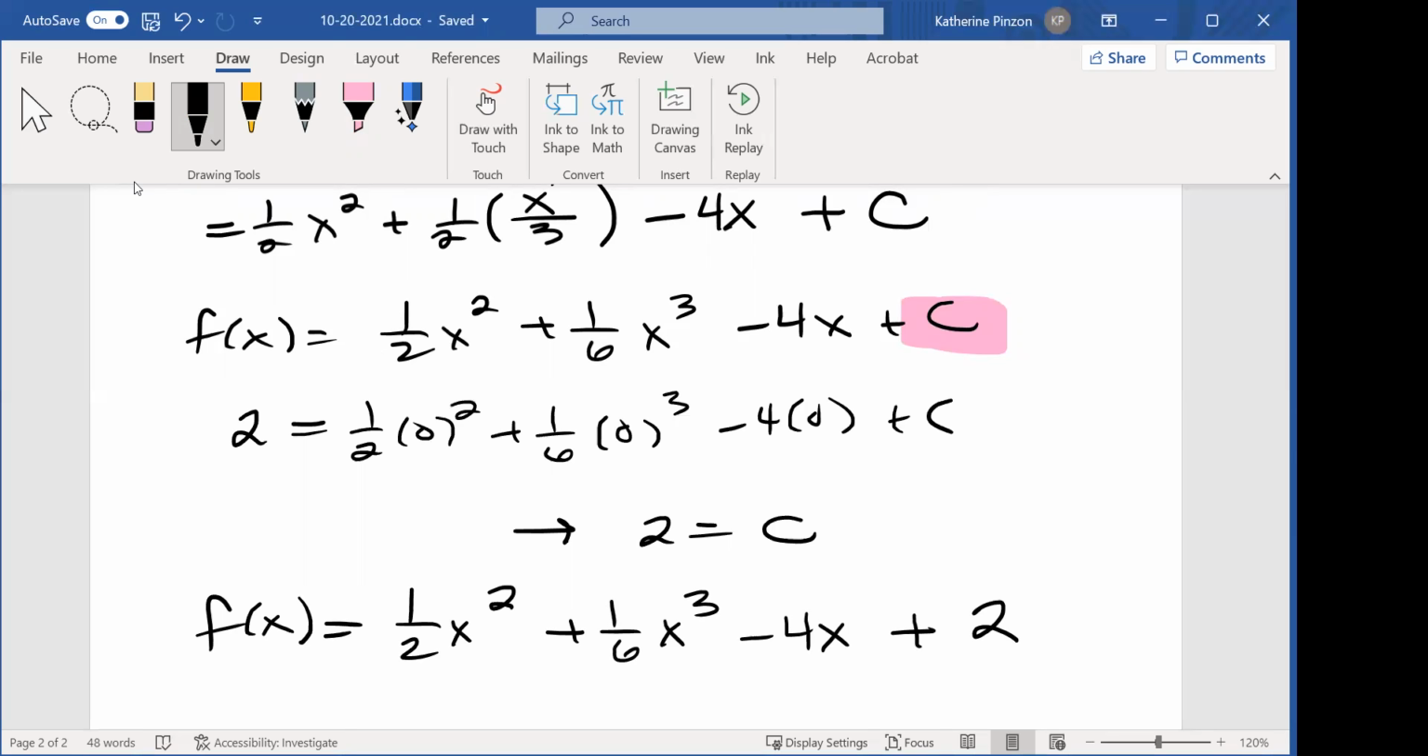Then they might say to you, find f of 5, right? Then you might have to plug 5 into your function.